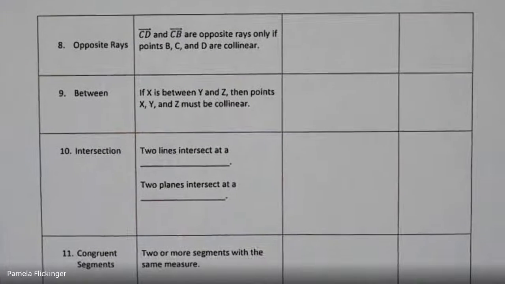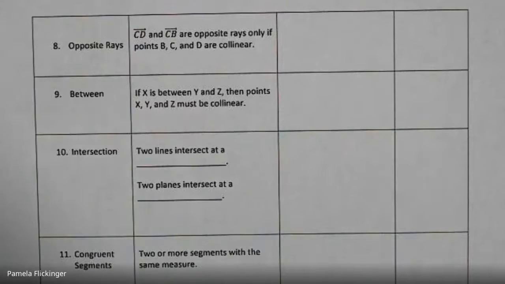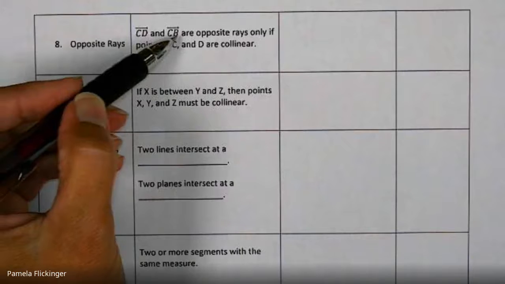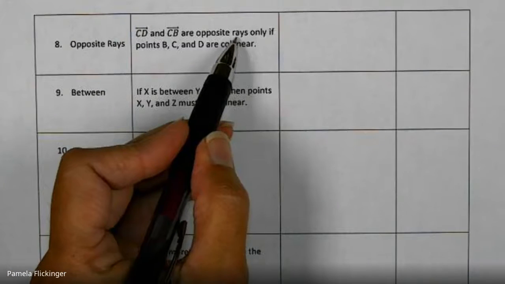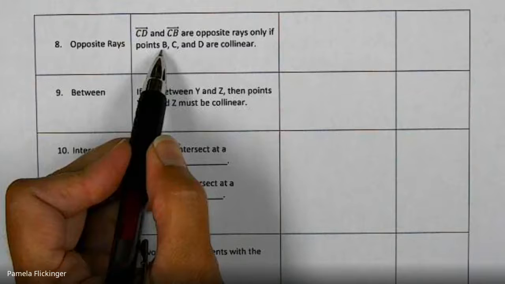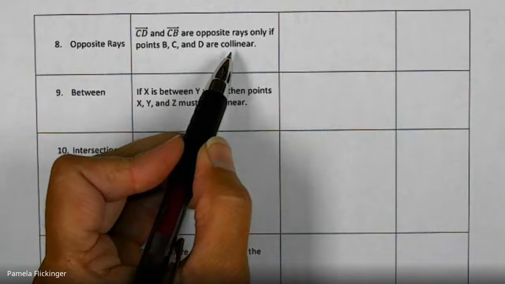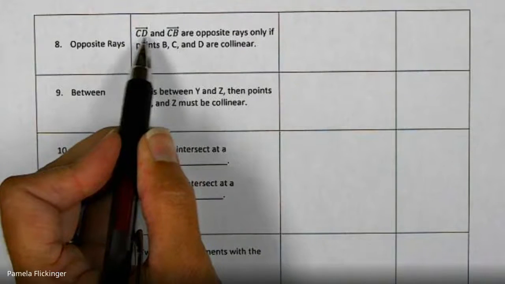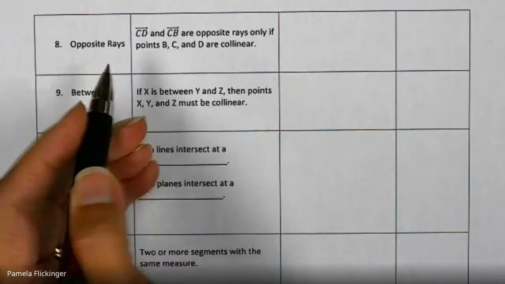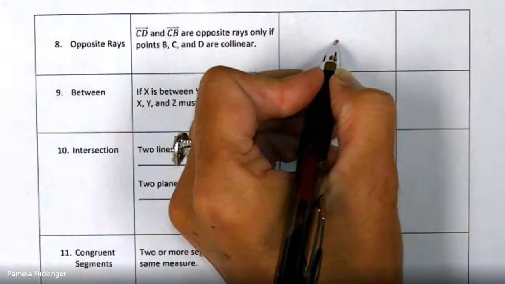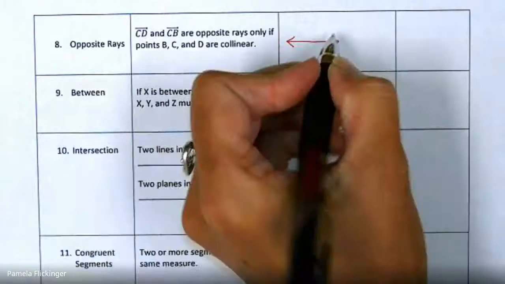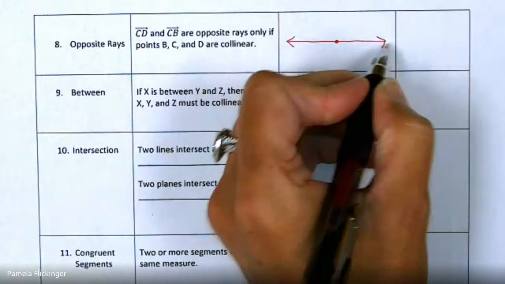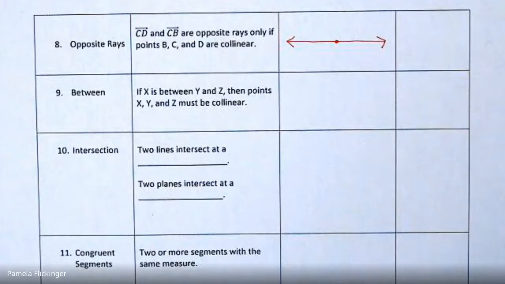We are now on number 8. All right, opposite rays. If we have a ray CD and a ray CB, and they are opposite rays, then that means that points B, C, and D are collinear, which we just learned means on the same line. Now notice both the rays start with the same letter, and they should if they're going to be opposite, meaning we've got one ray that is heading in one direction and the other is going in the exact opposite. First of all, you're going to end up with a straight line.